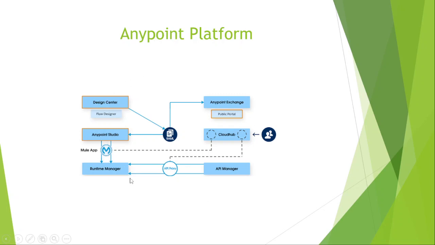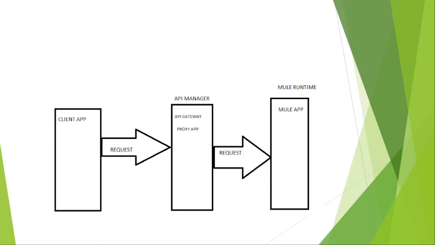Okay, let me explain one more thing. Consider this diagram. There is a client who wants to request information from our Mule application. This is our Mule application, or you can say the Mule server, or the Mule runtime. This is the place where the API we have created is present, and from this API, there is a client who wants to request information.